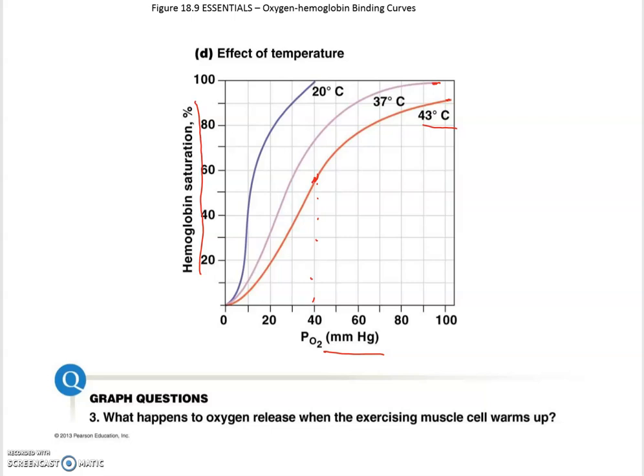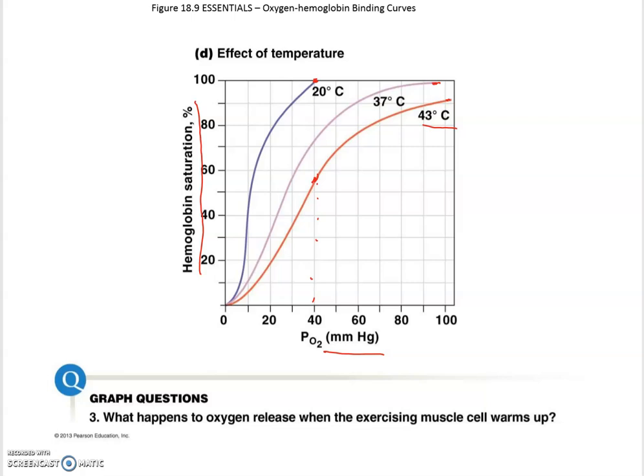The other extreme here would be 20 degrees Celsius, and I don't know a situation where you could have a 20 degrees Celsius body temperature. But anyway, even as a theoretical thought, at that temperature, you are at 100% saturation at 40 millimeters of mercury, that's in the tissues. And so that means once you are going through the tissues and you're experiencing 40 millimeters of mercury, that oxygen is not coming off. That means nothing will be released to the tissues. It's all going to stay on hemoglobin.